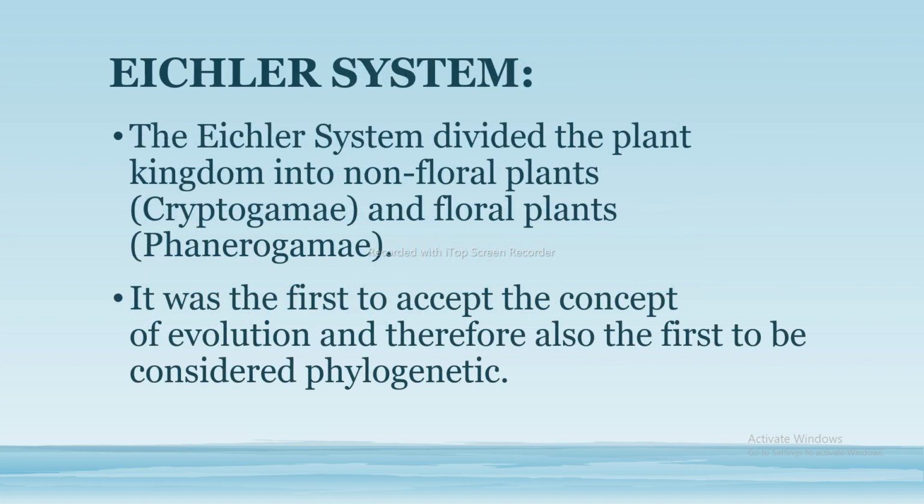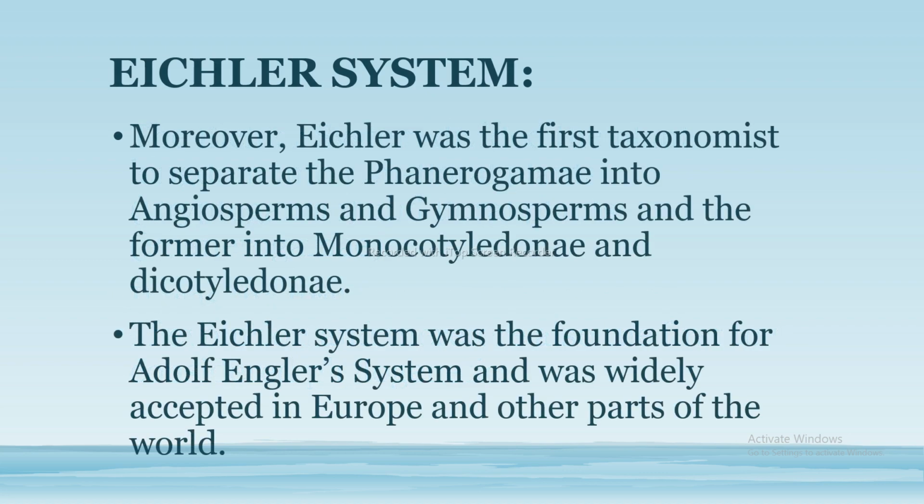Next, I am going to discuss Eichler's system. The Eichler system divided the plant kingdom into non-floral parts, the cryptogamy, and floral parts, the phanerogamy. It was the first to accept the concept of evolution and therefore also the first to be considered phylogenetic. Moreover, Eichler was the first taxonomist to separate the phanerogamy into angiosperms and gymnosperms, and the former into Monocotyledoneae and Dicotyledoneae. The Eichler system was the foundation for the Adolf Engler system and was widely accepted in Europe and other parts of the world.